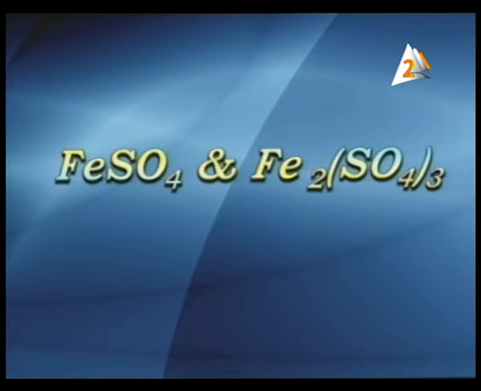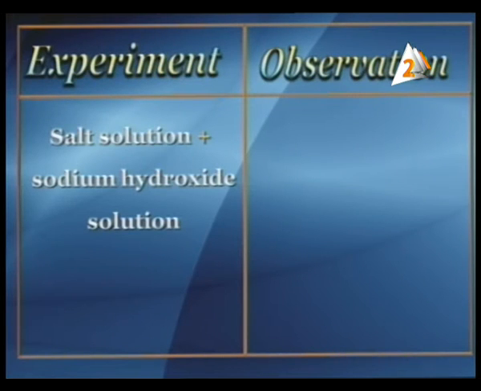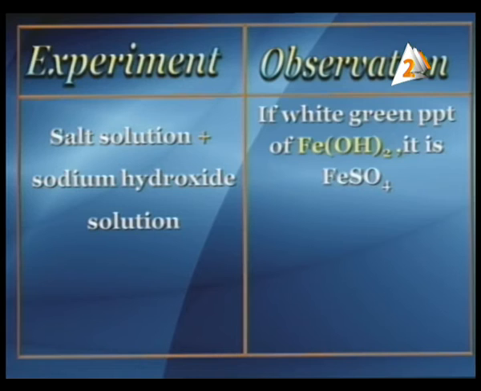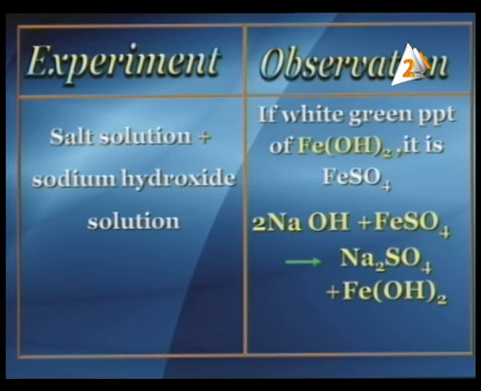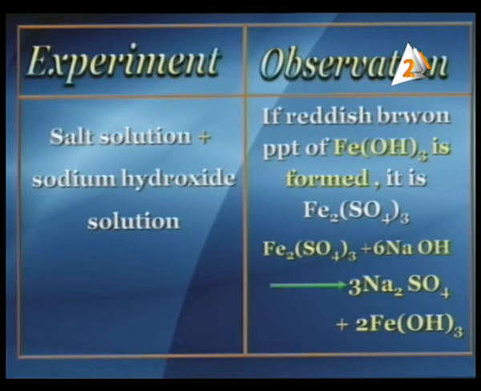Next point: iron 2 sulfate and iron 3 sulfate. Salt solution plus sodium hydroxide solution. If white-green precipitate is formed, it is iron 2 sulfate. As the equation proceeds on the screen, 2NaOH plus FeSO4 gives Na2SO4 plus Fe(OH)2. If reddish-brown precipitate is formed, so it is iron 3 sulfate. As the equation proceeds on the screen, Fe2(SO4)3 plus 6NaOH gives 3Na2SO4 plus 2Fe(OH)3.